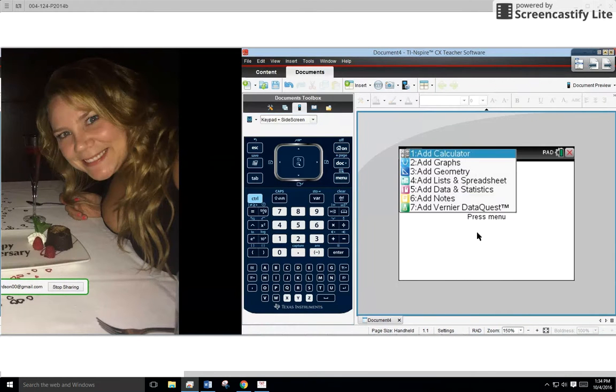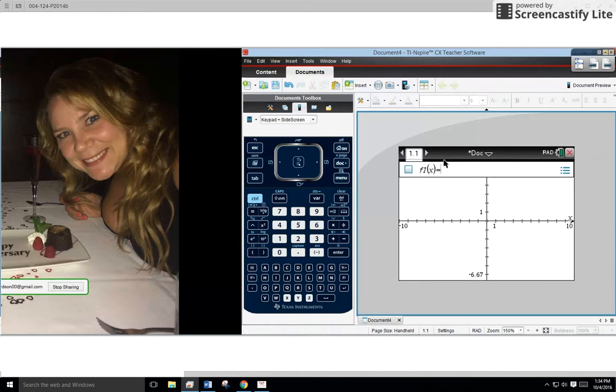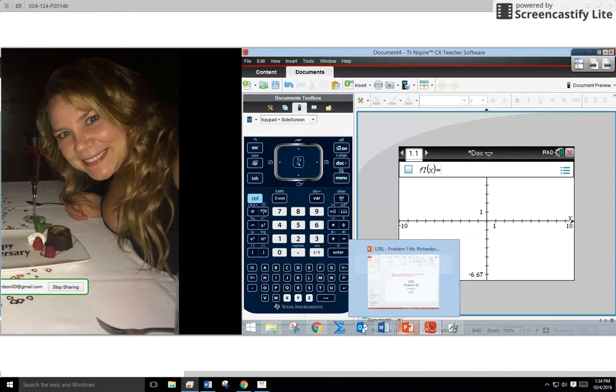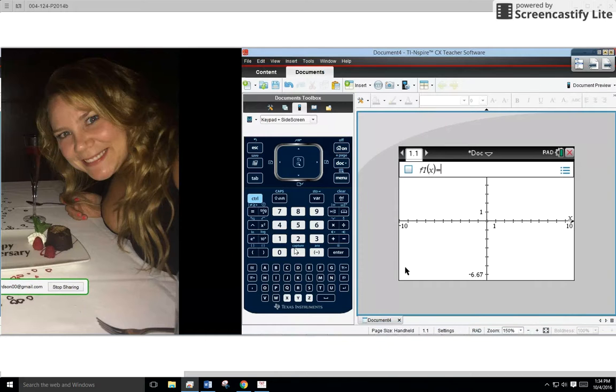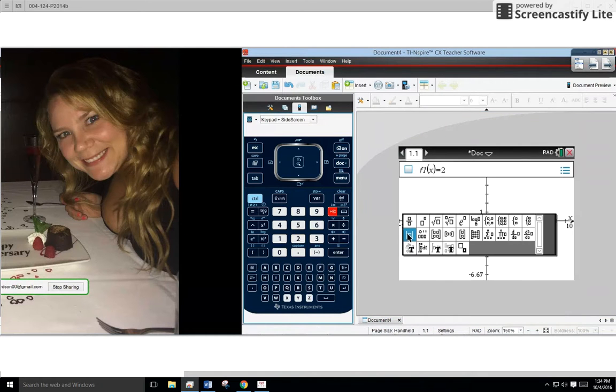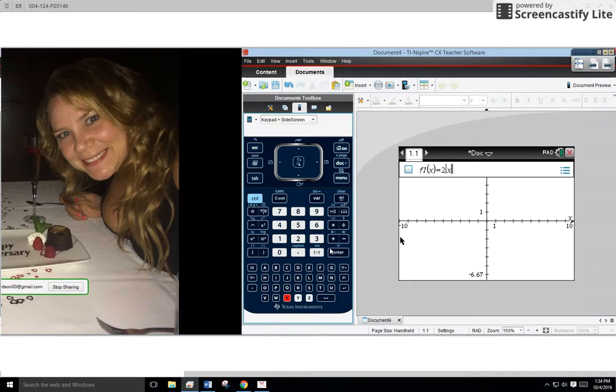Okay, and so I'm just going to add a graphing page and type in here 2 times the absolute value of x minus 5 minus 4. Notice I'm only putting the left side of the equal sign into the calculator. Is this correct for that example problem? Okay, and so there is the graph of that, all right?